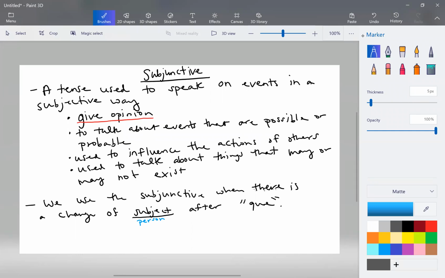Okay, so the word que is a key word for the subjunctive. A lot of the time, you're going to use the subjunctive after that word que. Okay. And we also know we use the subjunctive after impersonal expressions.